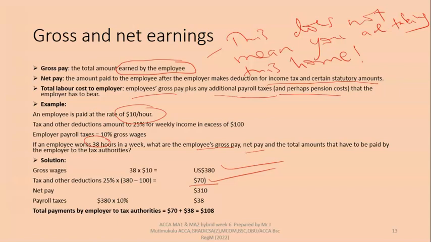Then the payroll taxes. These ones are going to be borne by the employer. So that's 10% of gross pay. Okay, 10% of gross pay of 380, that's $38. So the total payments by the employer to tax authorities would be $70 plus $38. This is because they have deducted the amount from the employee, and this is their own obligation, so they have to take this money and remit it as $108. Are we together?